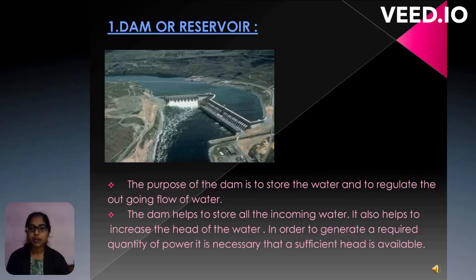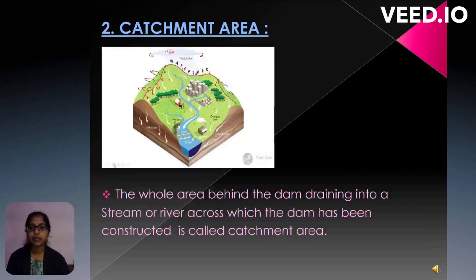Let us see the dam or reservoir. In this figure, you can see the dam is constructed. The purpose of the dam is to store the water and to regulate the outgoing flow of water. The dam helps to store all the incoming water. It also helps to increase the head of the water. In order to generate a required quantity of power, it is necessary that a sufficient head is available.